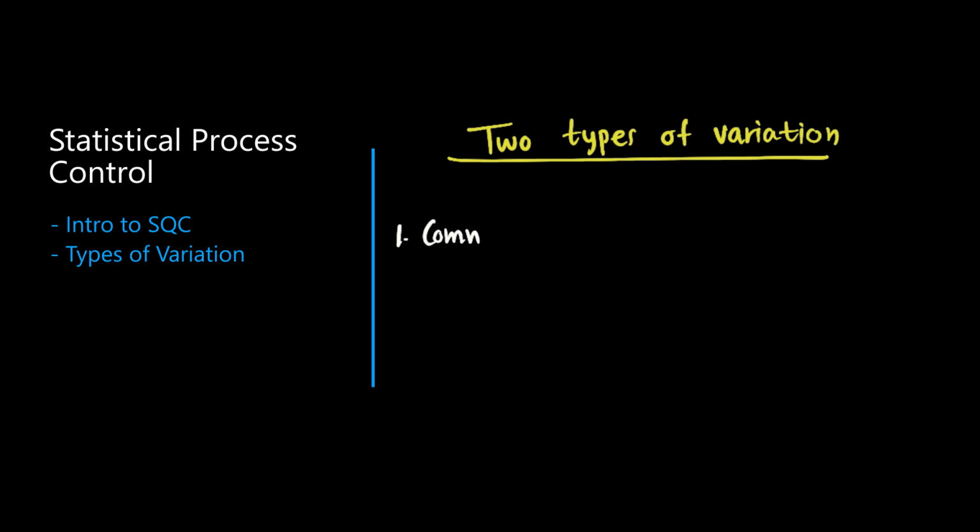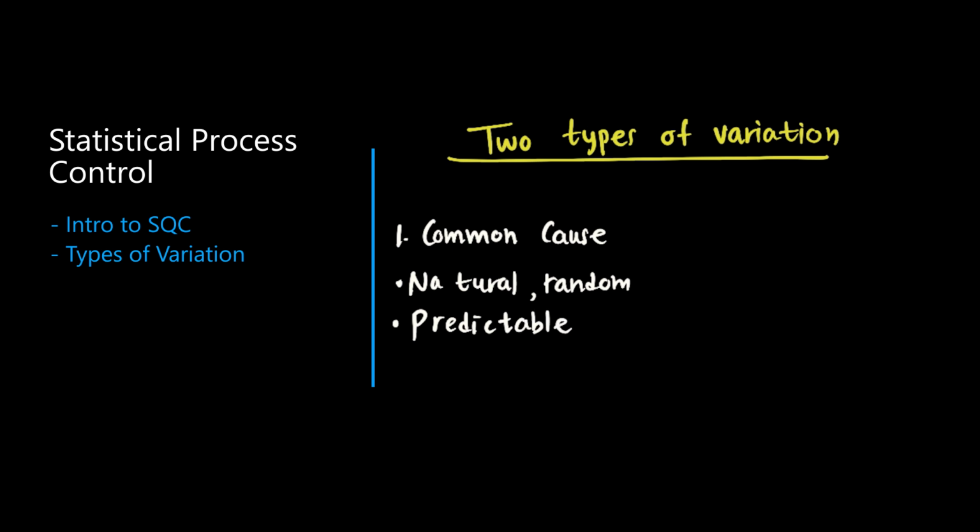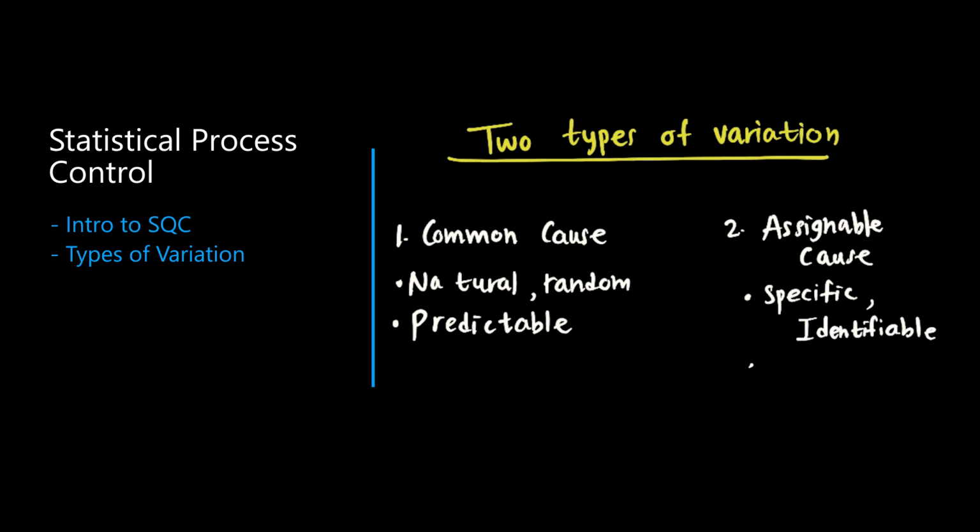SPC recognizes 2 types of variation. The first is common cause variation. This is the natural, random, background noise variation that is inherent in any process. It's predictable and unavoidable. The second type is assignable cause variation. This comes from a specific, identifiable, and correctable cause. For instance, a worn-out machine part, a new and untrained employee, or a bad batch of raw materials.